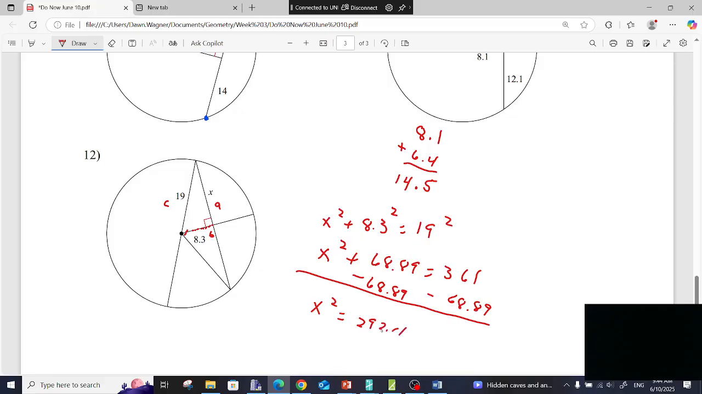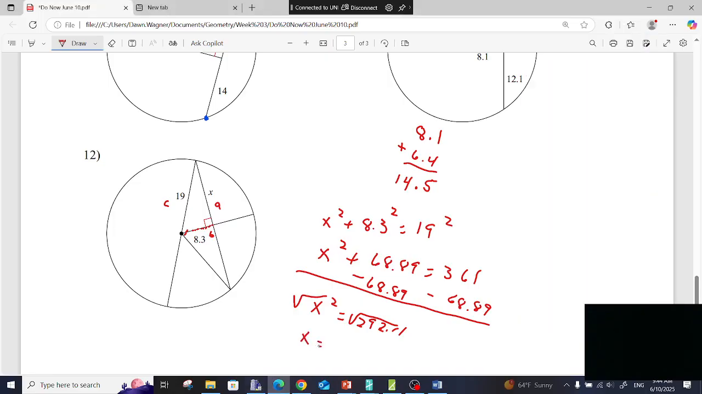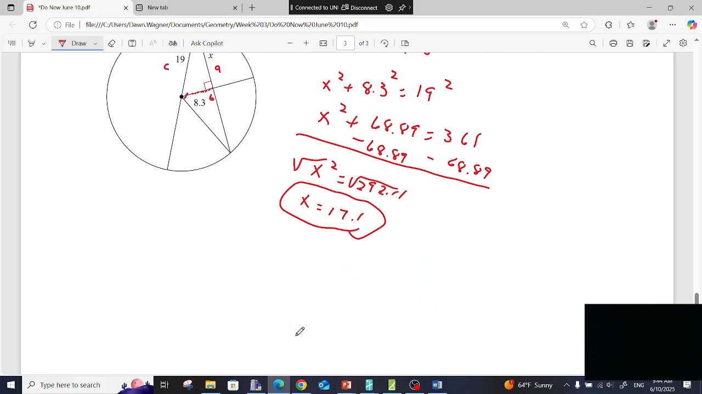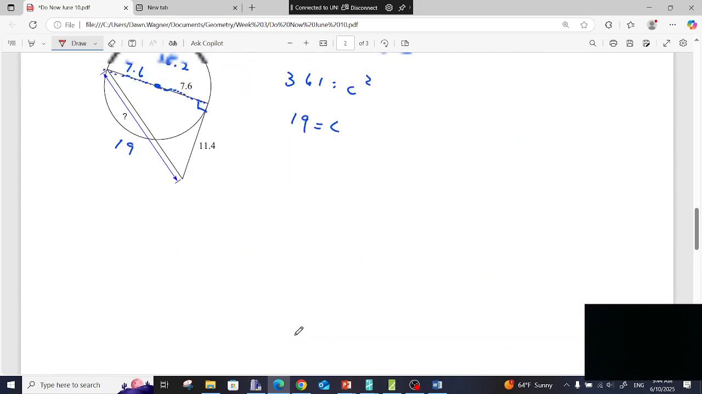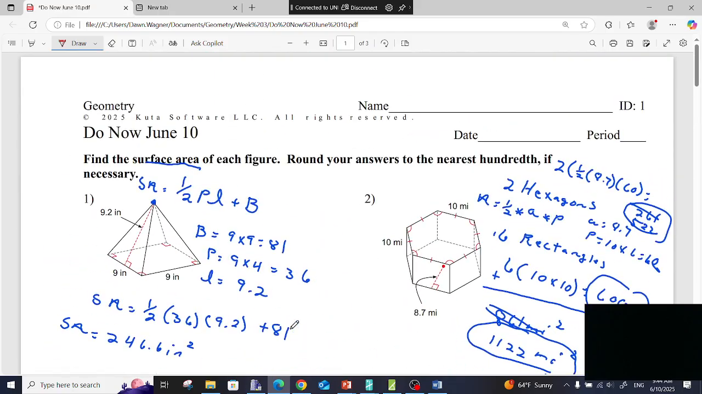And now you take the square root of this. So second square root 292.11. And that gives me 17.1. Okay. So basically, if this was pretty easy to you, you're going to be good for our test.